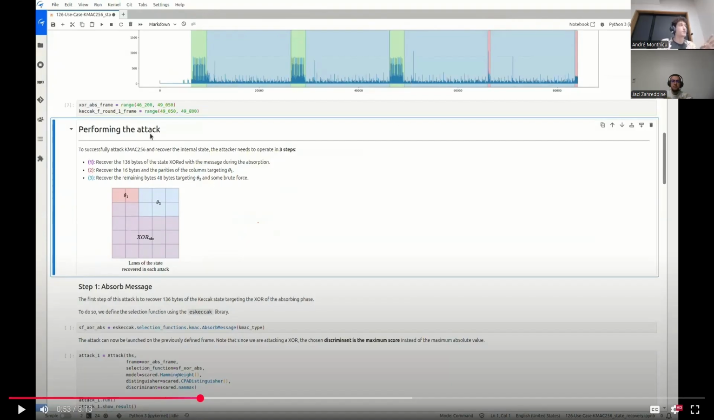So before performing the attack here, you have a brief reminder of what we're going to do. It's in 3 steps. The first one is to recover the rates, and the other 2 are to recover the capacity.